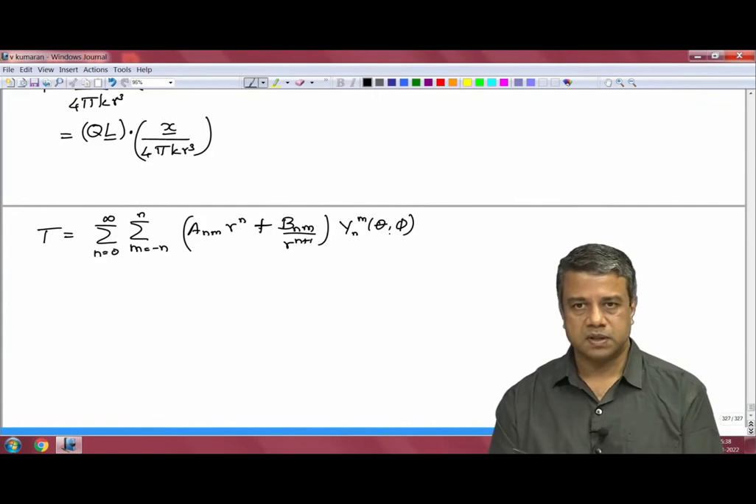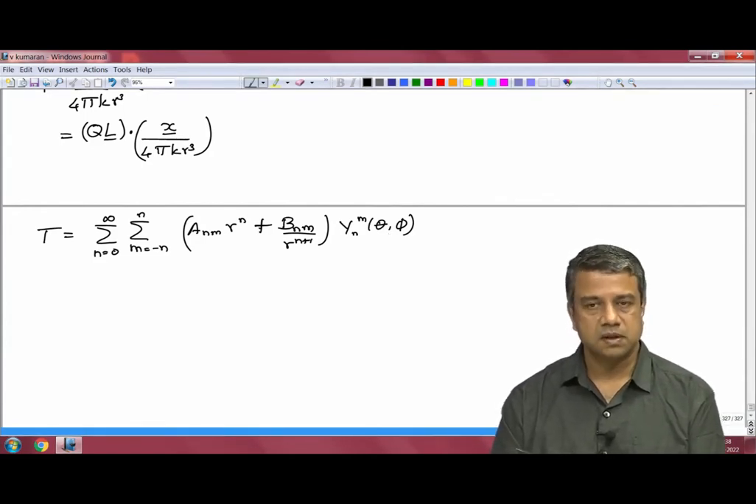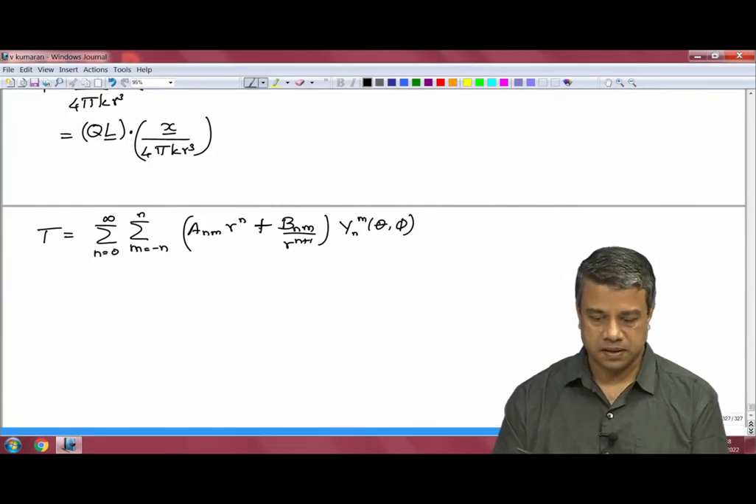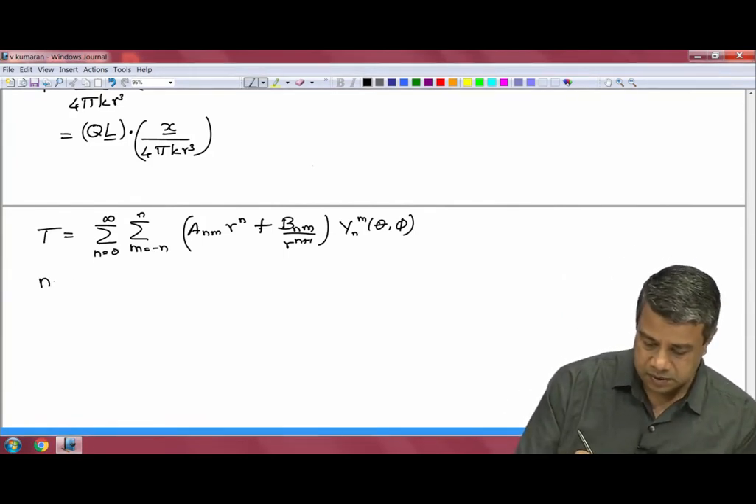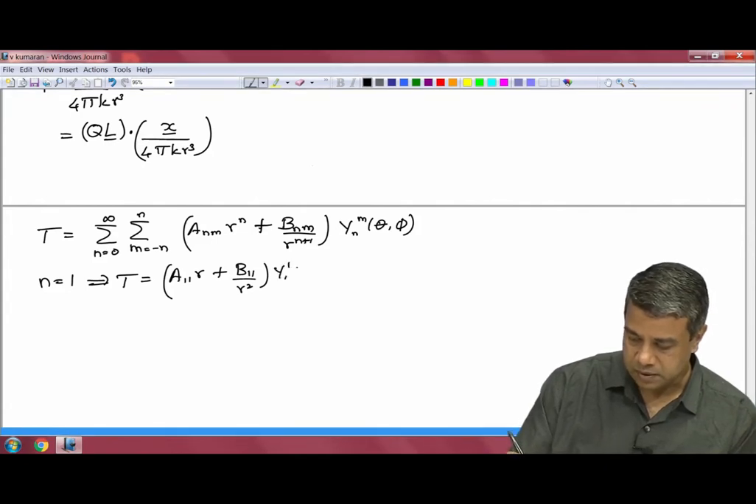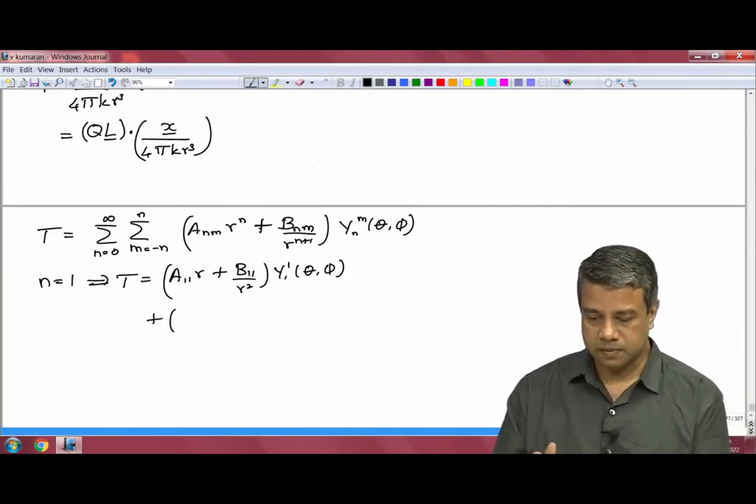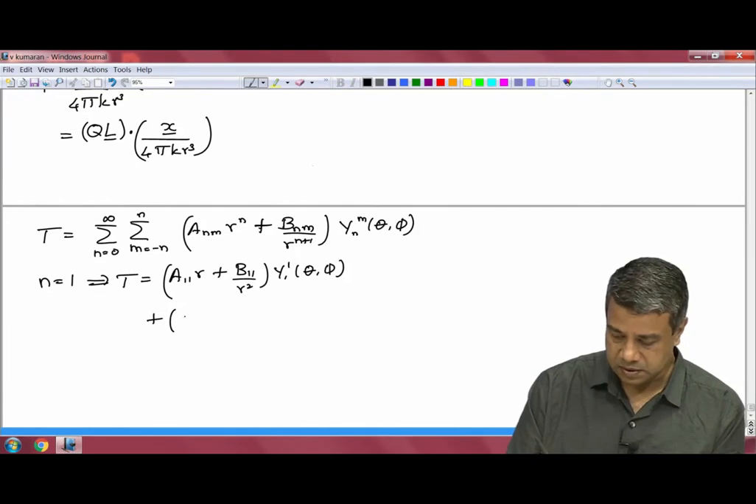Okay. We had seen that the term n is equal to 0 is the point source. Next is n is equal to 1. N is equal to 1 implies that the temperature is equal to A11 r plus B11 by r square, times Y11 of theta and phi, plus, note that n is 1, so m has to be 0, 1 or minus 1.